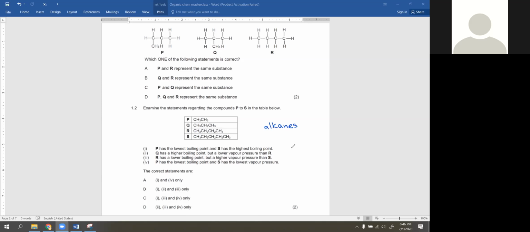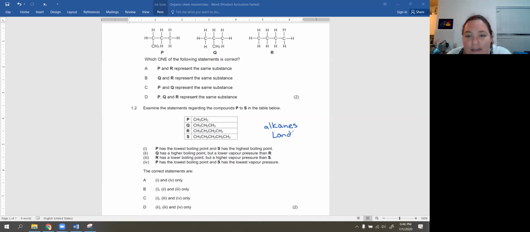London forces, because they're completely nonpolar. So we're looking here specifically at London forces. And what we would say is that compounds P, Q, R, and S all have London forces. So the type of force isn't what's different between them.